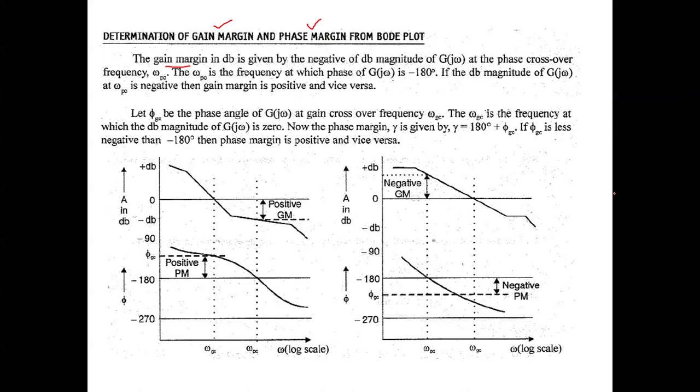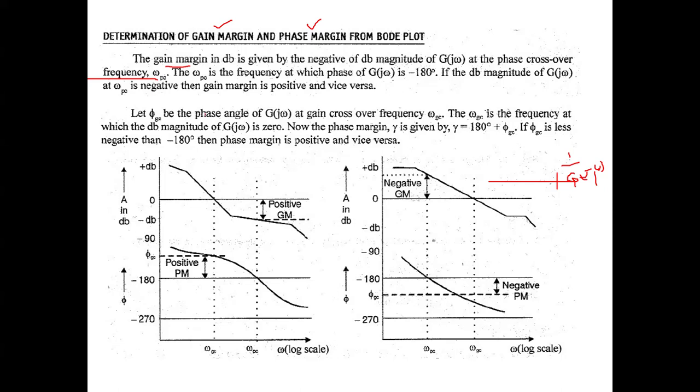So how to define the gain margin? The gain margin is the reciprocal of the magnitude of the open loop transfer function. So if you want to calculate in terms of logarithmics, reciprocal means 1 by the magnitude of G of j omega. But here this magnitude is calculated at a frequency. That frequency will be known as omega PC. Omega PC means phase crossover frequency.